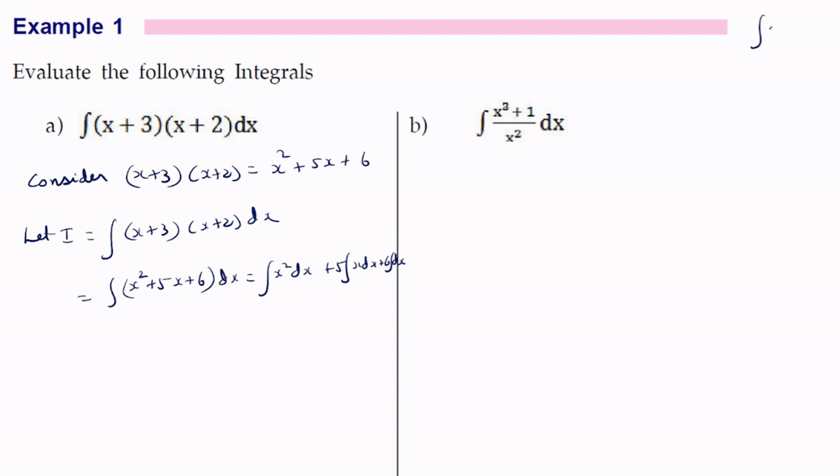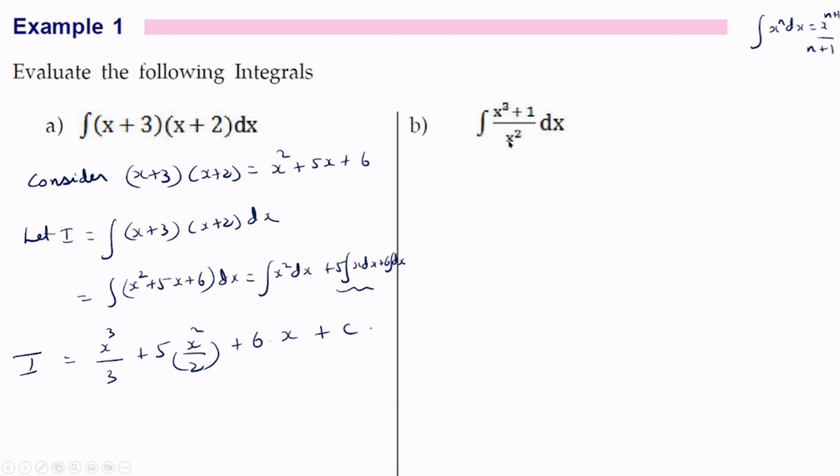So we have seen that integral x raised to n dx is x raised to n plus 1 upon n plus 1. So using that, integral x square dx is x raised to 2 plus 1 by 2 plus 1. So it is x cube by 3 plus 5 integral x dx is x raised to 1 plus 1 by 1 plus 1. So it is x square by 2 plus 6 into integral dx is x plus c. So this is the integral of this given function.